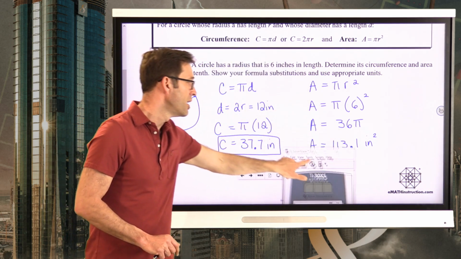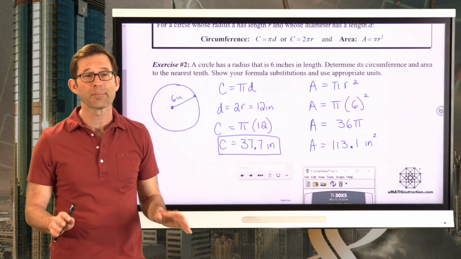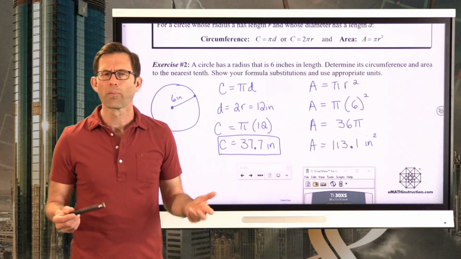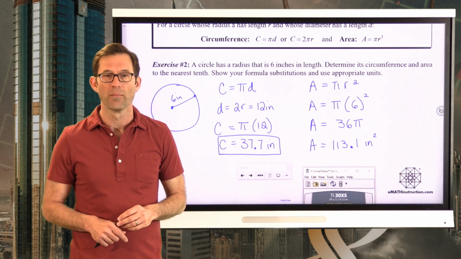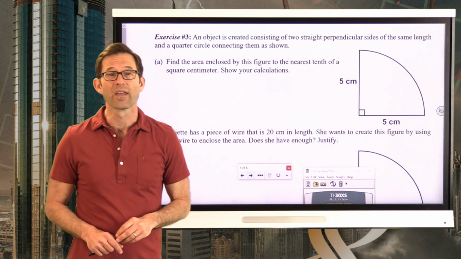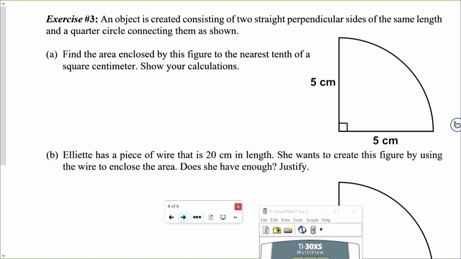Now, these two formulas are both going to be absolutely critical as we move forward in this unit. So we want to get more practice with them in this particular problem set. So let's do it. Let's take a look. Exercise number 3. An object is created consisting of 2 straight perpendicular sides of the same length and a quarter circle connecting them as shown. Letter A. Find the area enclosed by this figure to the nearest tenth of a square centimeter. Show your calculations.